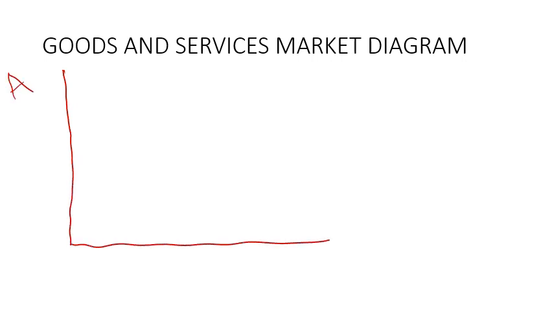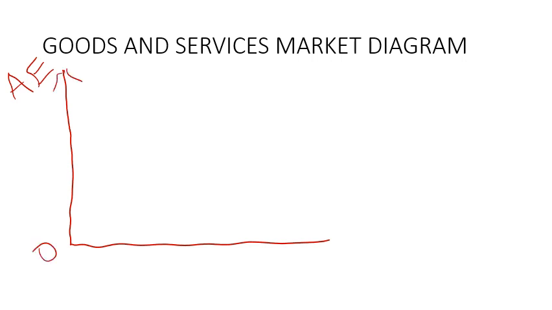Here on the y-axis, aggregate expenditures. The term aggregate means sum, total. So in effect, aggregate expenditures can also be called total spending. Total spending by whom? Consumers, firms, government, and foreigners. So what are aggregate expenditures? Aggregate expenditures are consumption plus investments plus government spending plus exports minus imports.